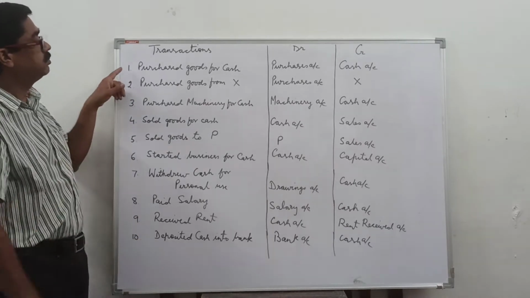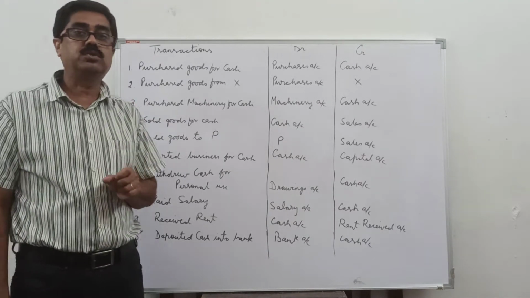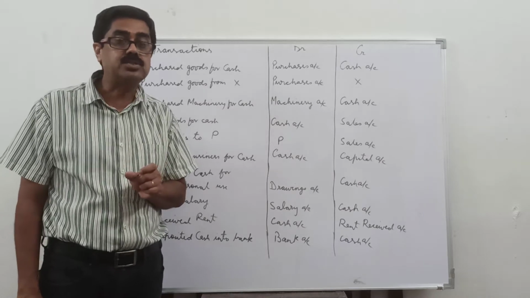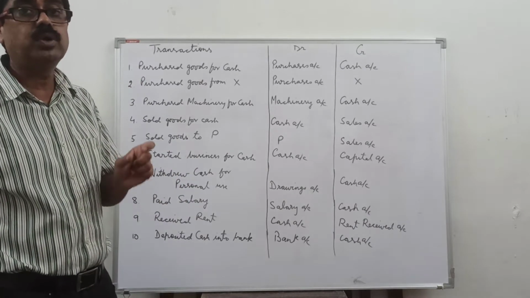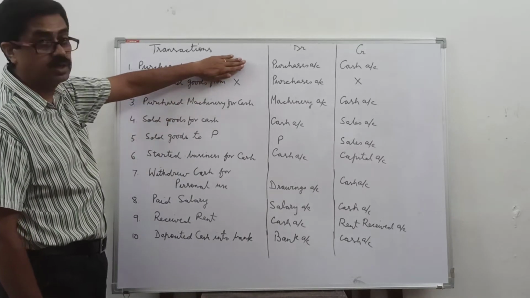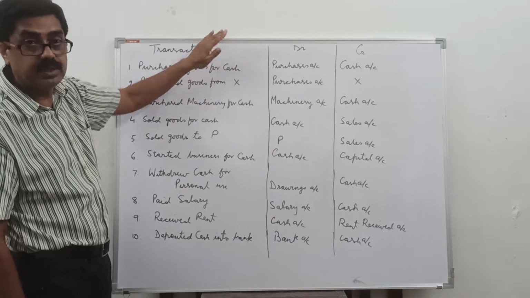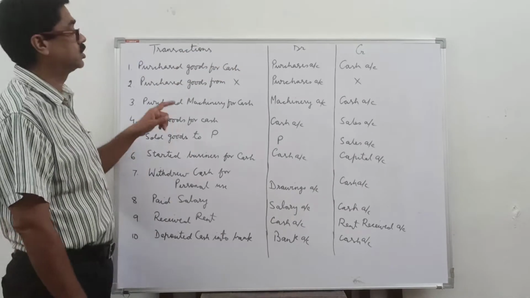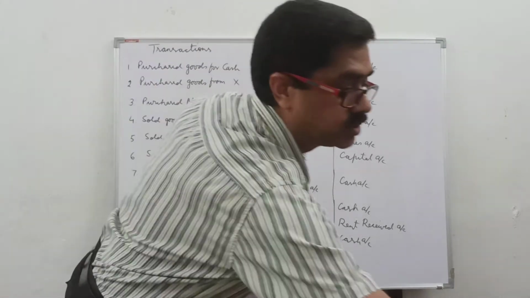Suppose I say purchase goods for cash is the first business transaction. Now in a transaction you see whether it is a cash transaction or a credit transaction. Very important. You have to understand this. So it is given there for cash. If for cash was not given, and the name of the customer or supplier was given, then it means it is a credit transaction.